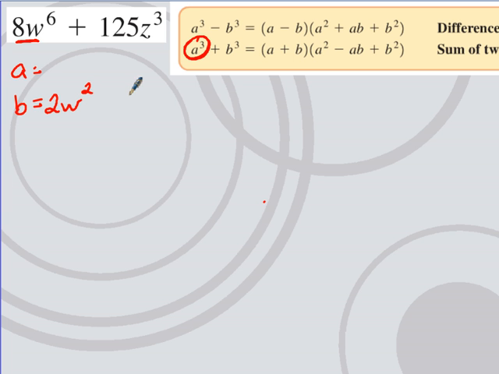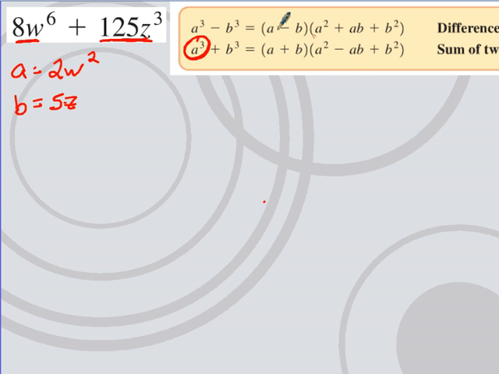Good. Somebody said it over here. Raise it to the 3rd power, you get an 8. Raise this to the 3rd power. Power to power, you multiply. So that's 8w to the 6th. Oops, why am I putting that on b? Getting ahead of myself. a is 2w squared. b is, what am I raising to the 3rd power to give me this? That would be a 5z. 5 times 5 times 5 is 125. z times z times z is z to the 3rd.